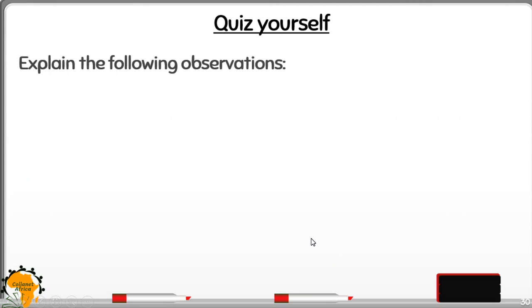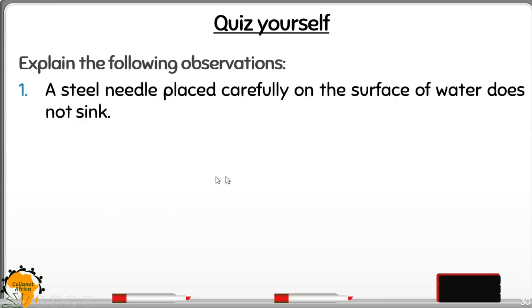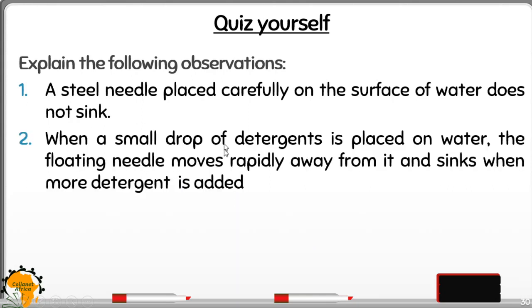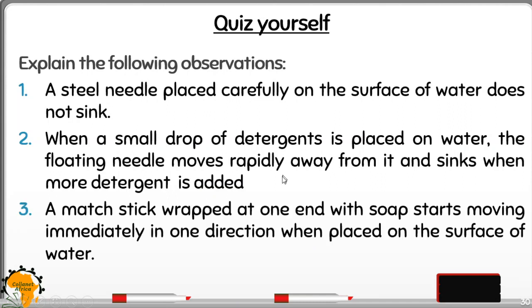Then we move to assignment or quiz yourself. If you look at these questions, you're supposed to explain. They are coming from what we have just learned. Make sure that you revise. As we said at the starting, avoid cramming, but ensure that you understand the concept. Evaluate yourself and make sure that the answers are coming from your head.